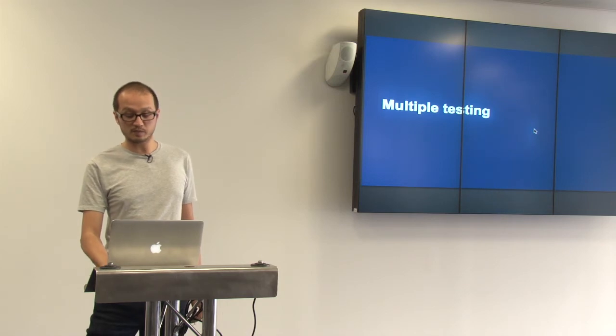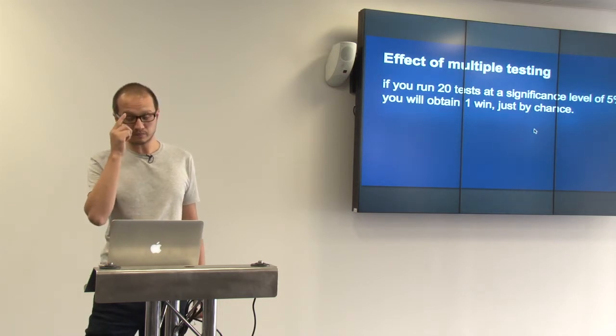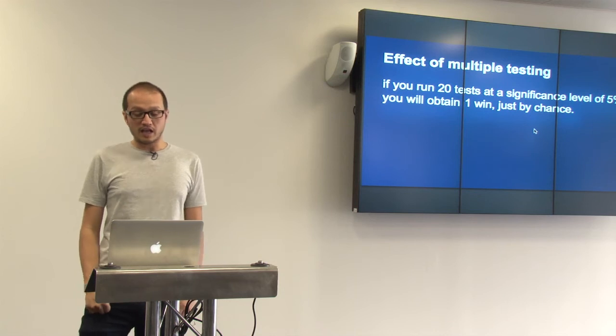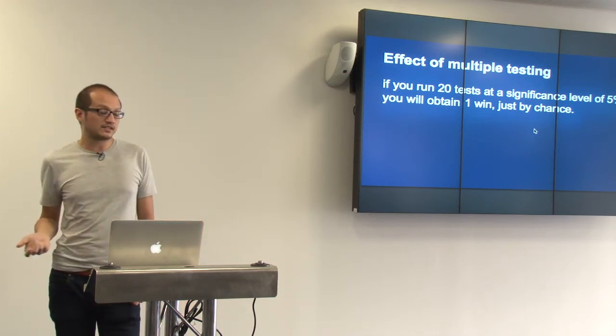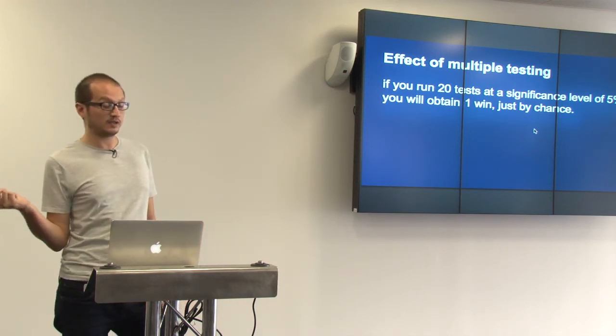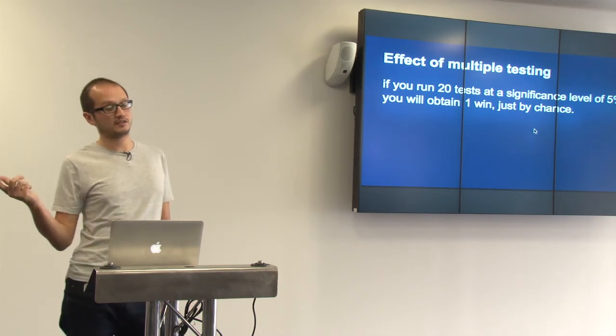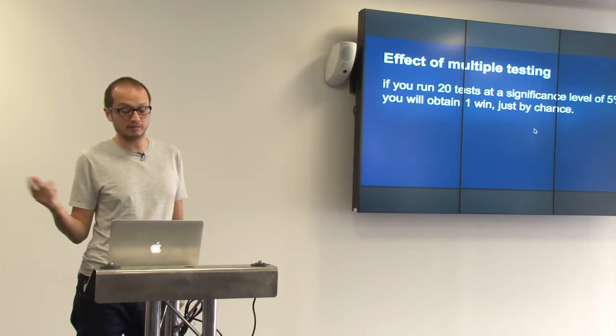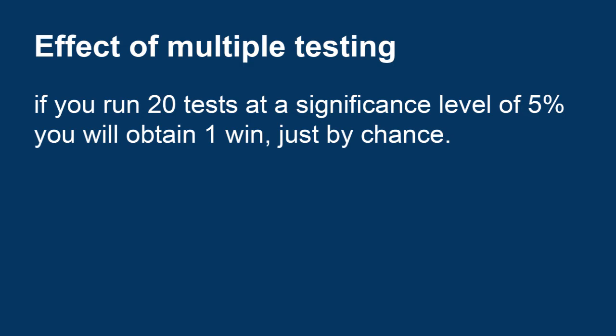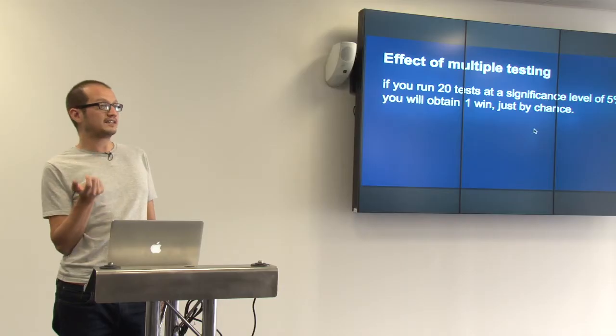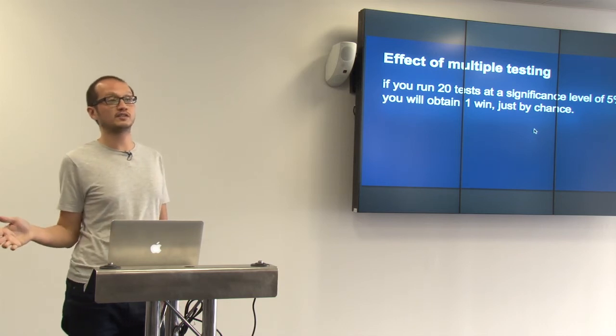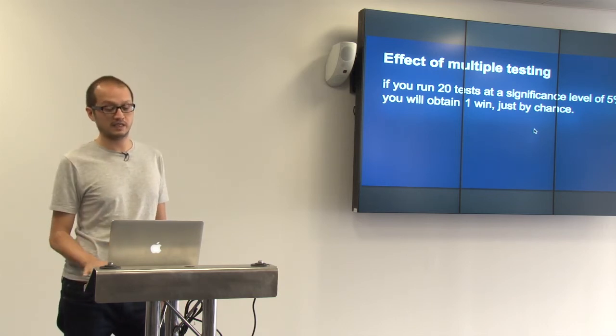So the next thing I want to talk about is multiple testing. If you run one test, there's a 5% probability that you'll obtain a positive result just by chance, even if there's no difference between the A and the B. If you run 20 tests, you just multiply that, 5%, and you gain one win. So you run 20 tests, on average, you're going to have one positive result, even if there's no effect.